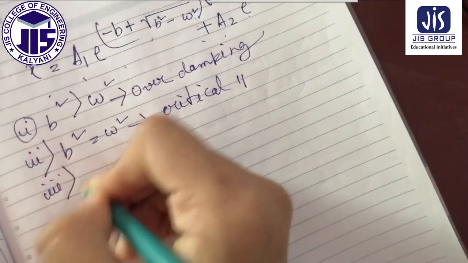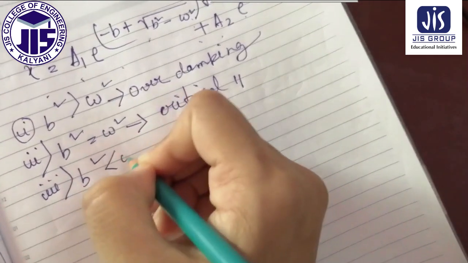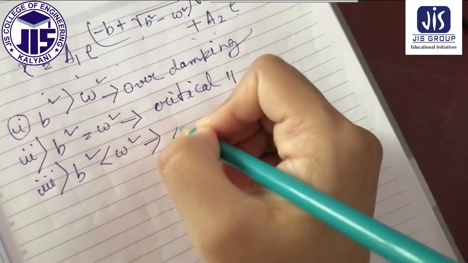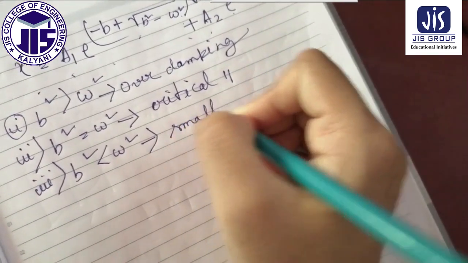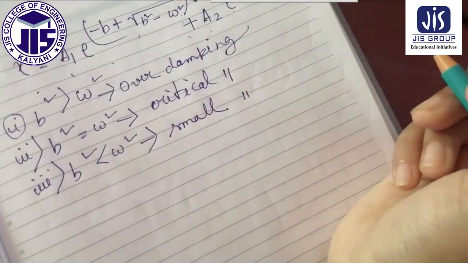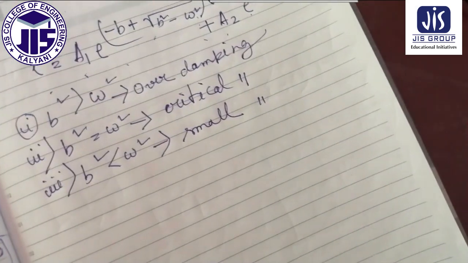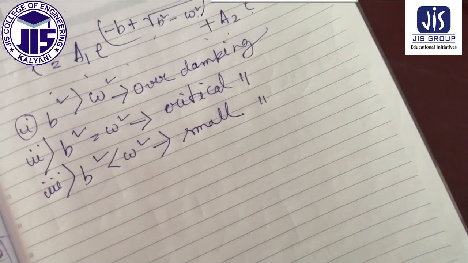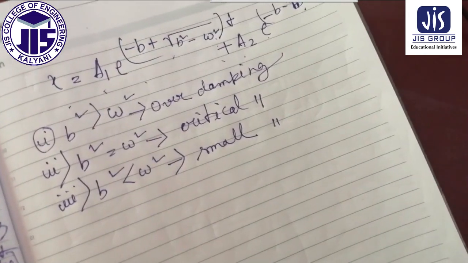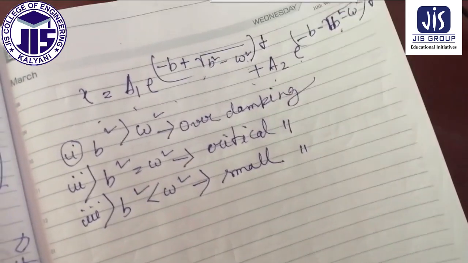The third condition can obviously be b square less than omega square, which is small damping. So these three conditions, we'll see how we can actually get the expression of x.